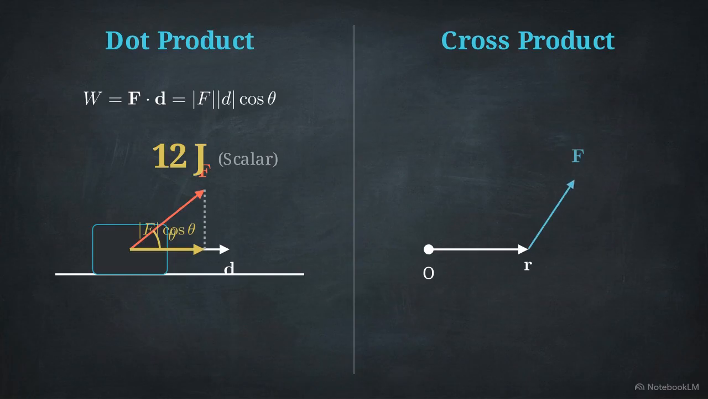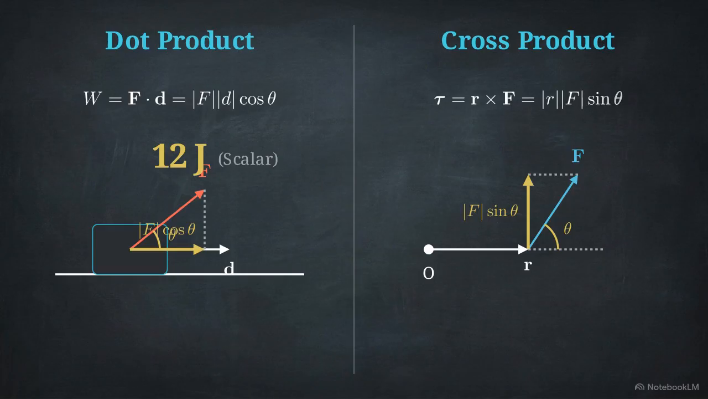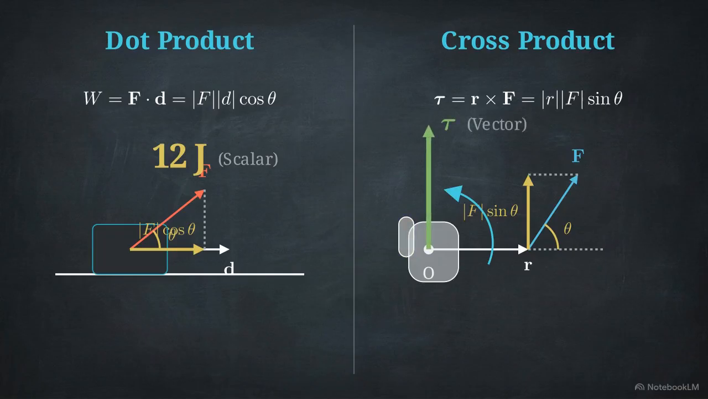Turning a lever relies entirely on the perpendicular force, which is measured by the sine of the angle. This calculation generates an entirely new vector. Following the right-hand rule, if your fingers curl with the rotation, your thumb points straight up, indicating the direction of the new vector pushing into or out of the page.